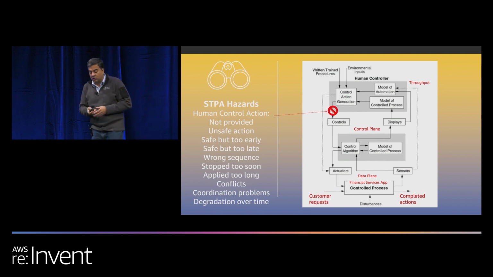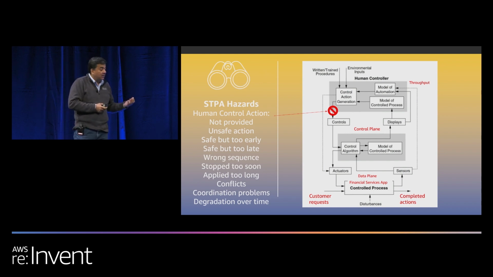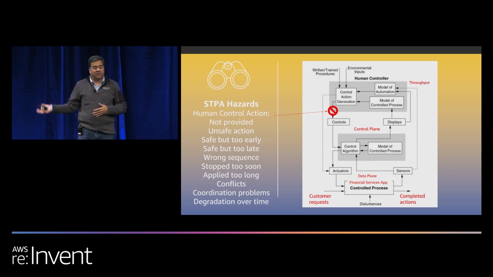There could be a human control action issue, right? Over here, the human may be making a wrong decision. He may have taken an unsafe action to rectify something, or he may not be looking at the console properly, or he may be looking at a different console. Data is coming out in the wrong sequence.